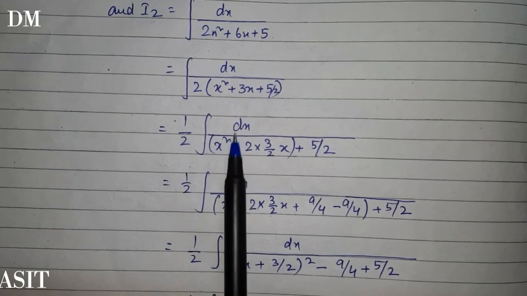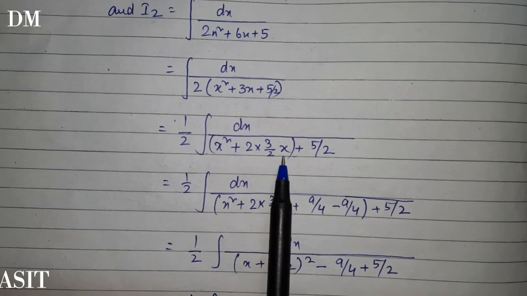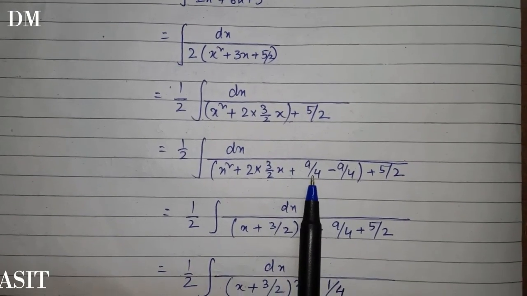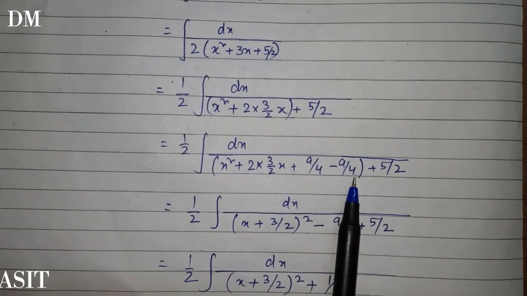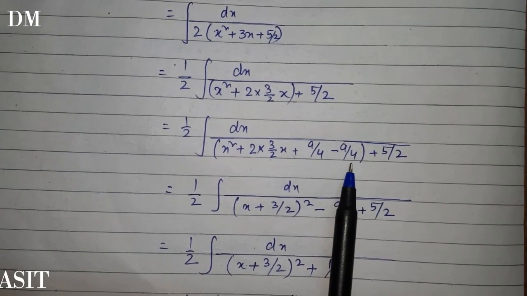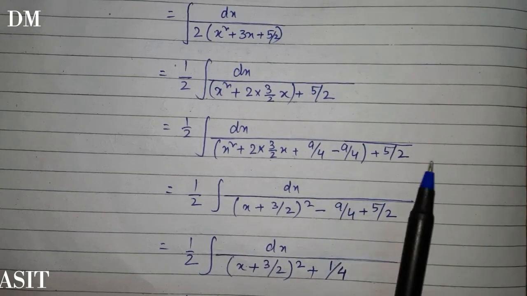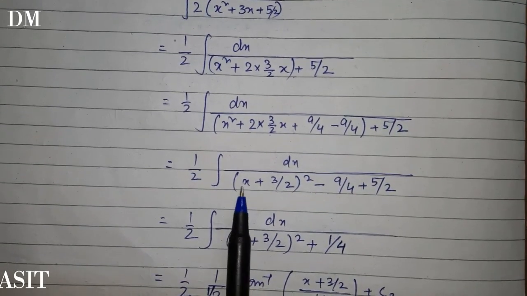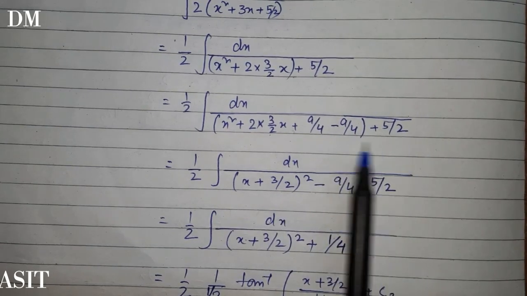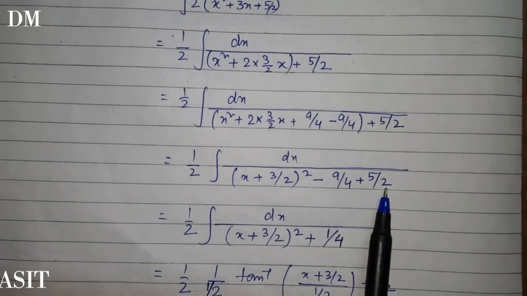So integration dx by x square plus 2ax. So that means we need the a square. So the a square is here. So a square, and we need to adjust a square. Now this 9 by 4 has no work inside this bracket. Get it out. So therefore it will be x plus 3 by 2 whole square. So this 9 by 4 is outside the bracket. So therefore it will be minus 9 by 4 plus 5 by 2.